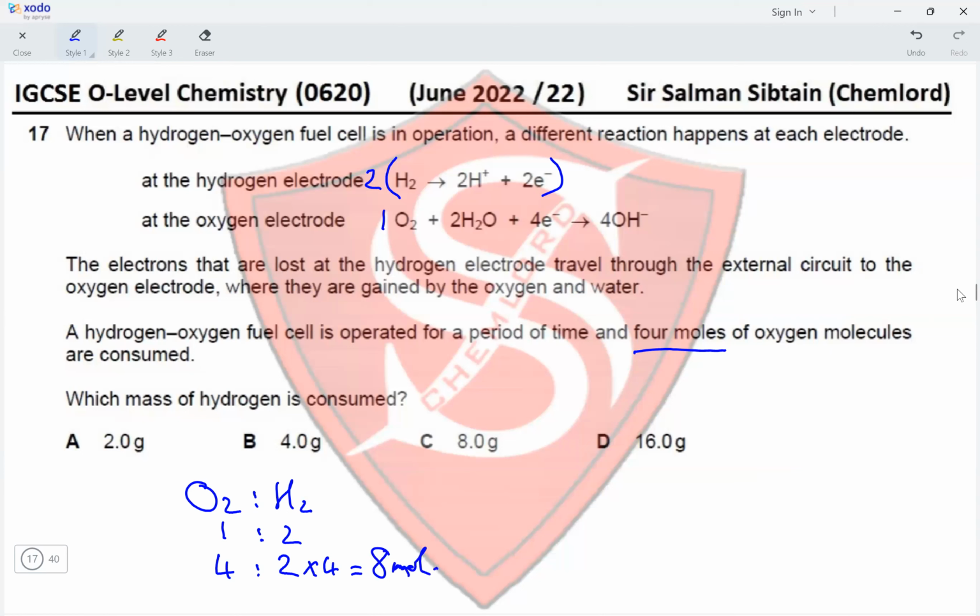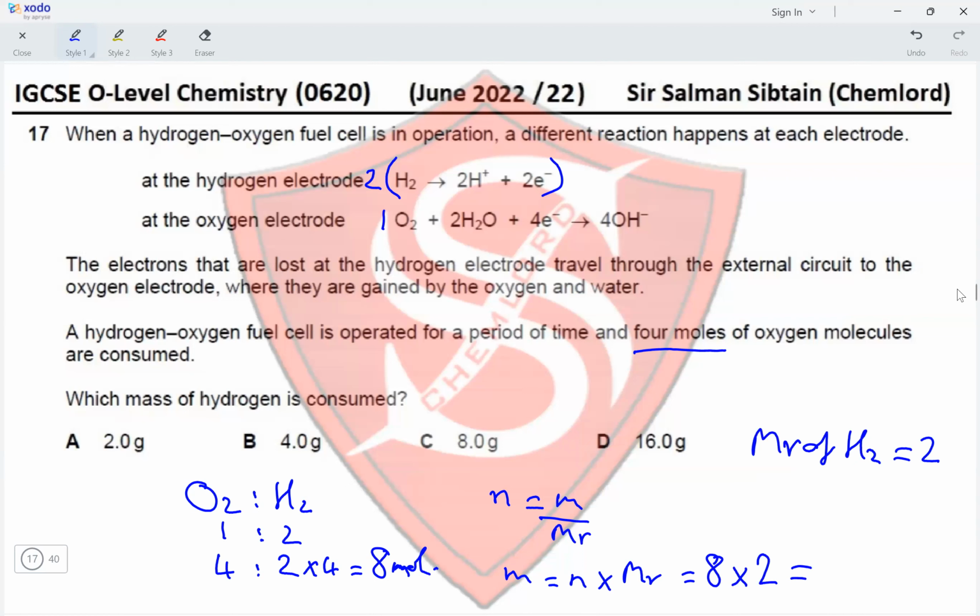And now they want the mass. n is equal to m upon Mr, so mass would be moles times Mr. The moles of hydrogen is 8 and the Mr of H2 is equal to 2. This is from the periodic table. So 8 times 2 equals 16 grams. Therefore, the correct option for this question is option D.